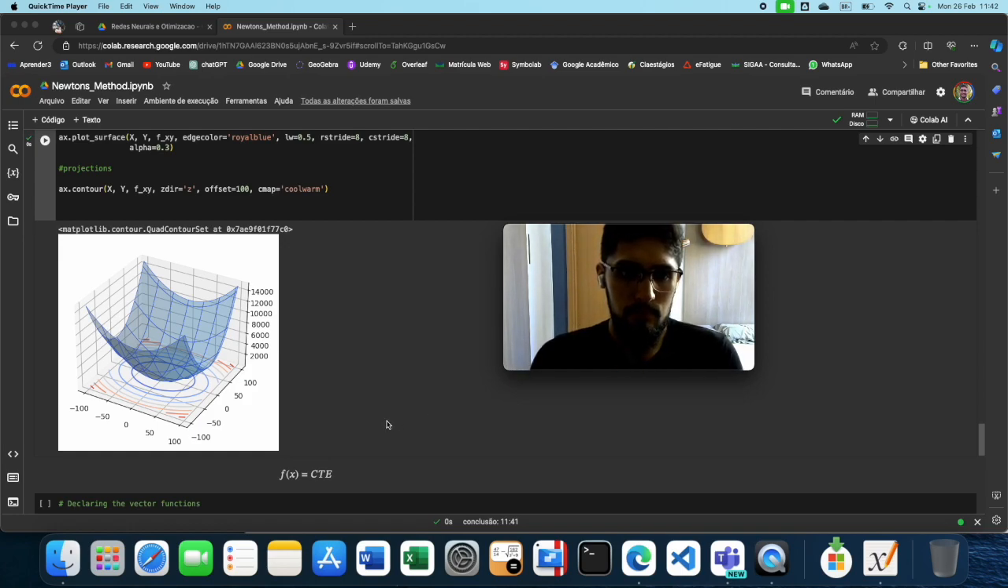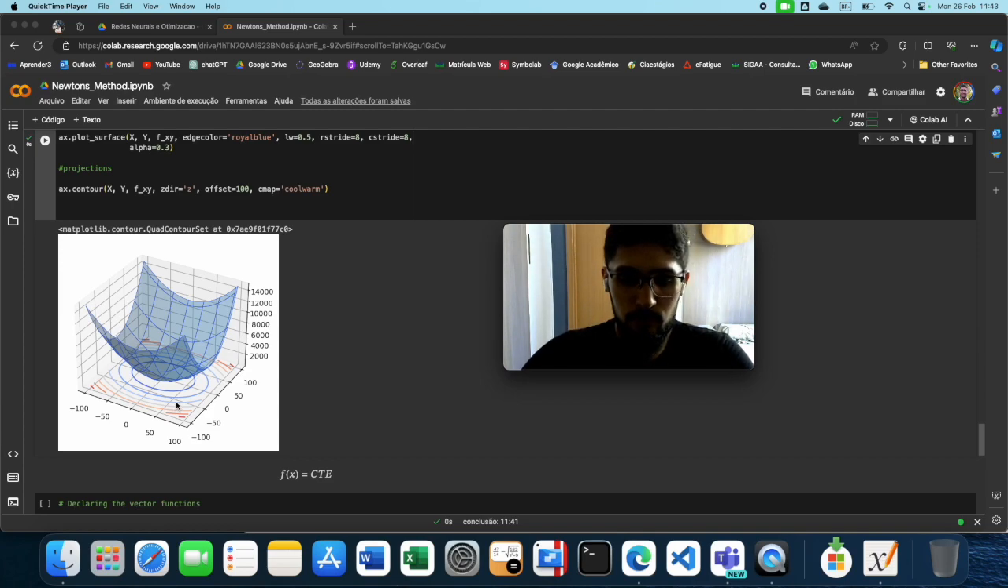It helps us because we know that the gradient of f is pointing perpendicular to these curves right here. The gradient of f points towards the direction in which f grows. So now we can see that the growing direction is this one, from the blue curves to the red ones. This is the direction in which the function f grows.